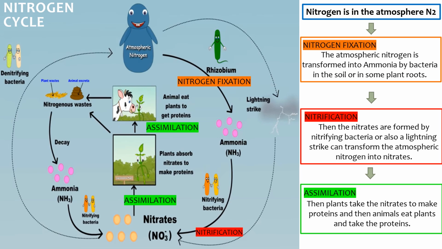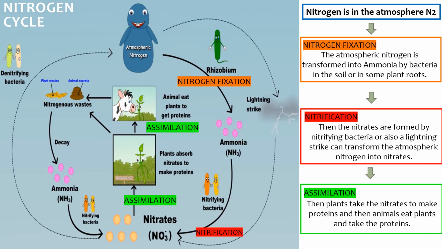So first, we are going to find the nitrogen in the atmosphere, which is represented by the blue guy in the picture. This atmospheric nitrogen can't be used by plants or animals, so it needs to go through a process called nitrogen fixation, the orange one. In this process, the atmospheric nitrogen enters the soil, and there, the bacteria in the soil or bacteria in the roots of some plants will transform the nitrogen into ammonia.